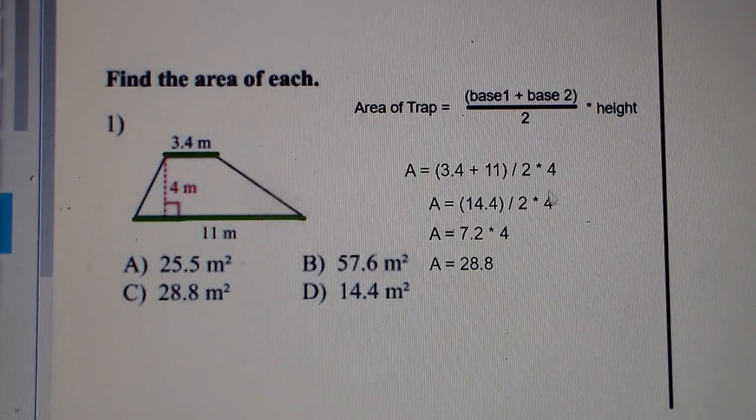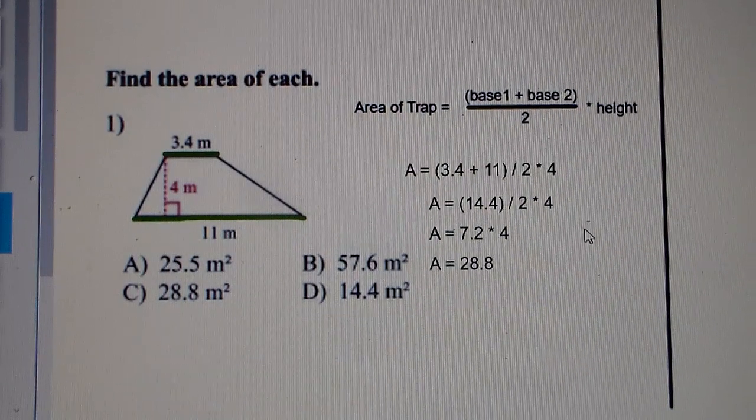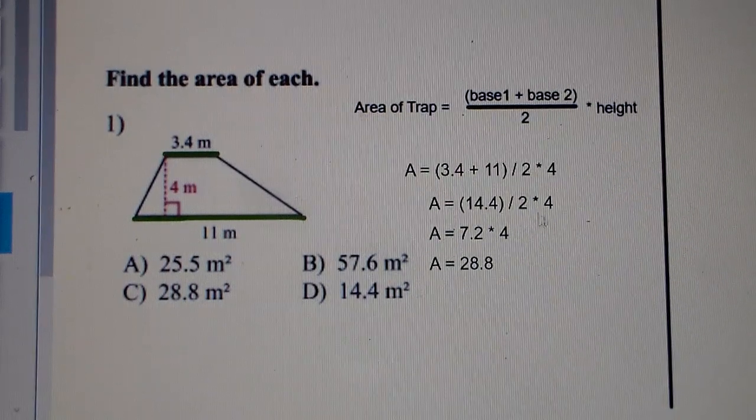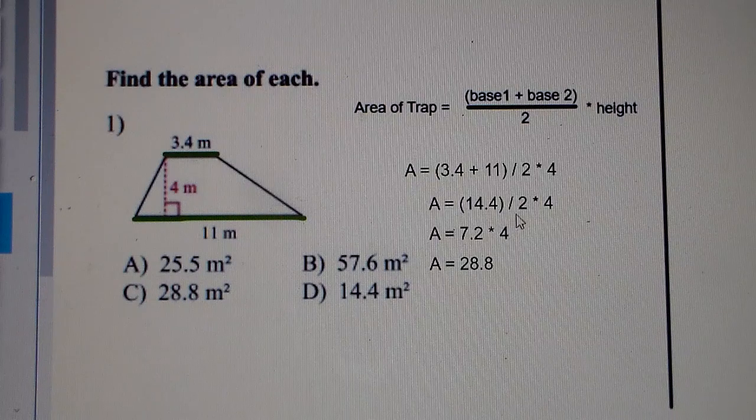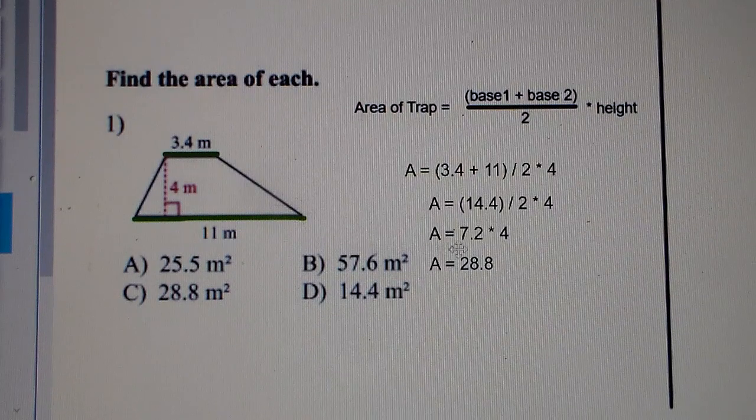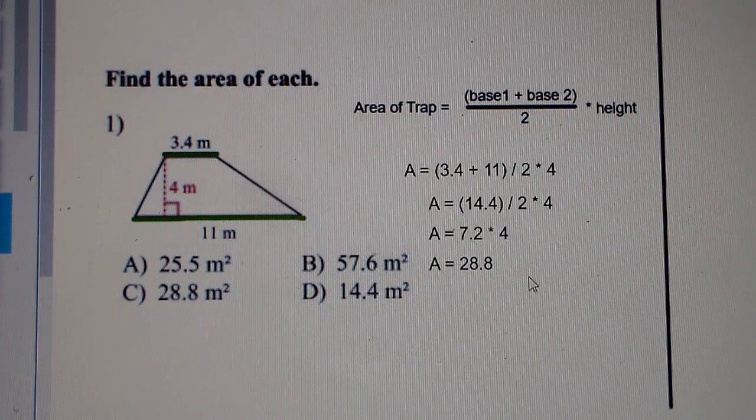We simplify it. 3.4 plus 11 is 14.4. Divided by 2 times 4. 14.4 divided by 2 is 7.2. And then 7.2 times 4 is 28.8. So the area of this trapezoid is 28.8.